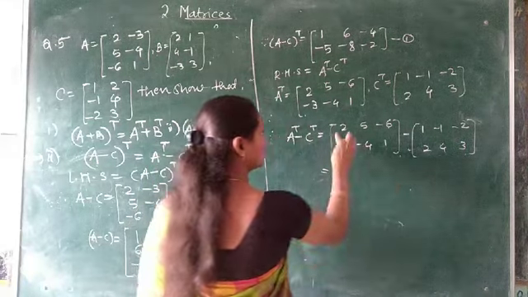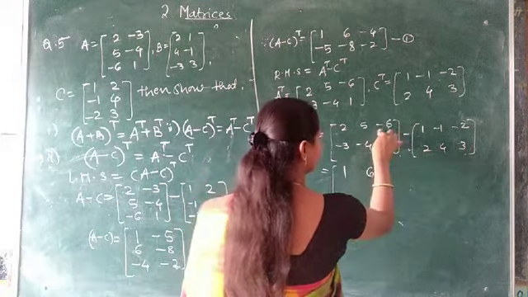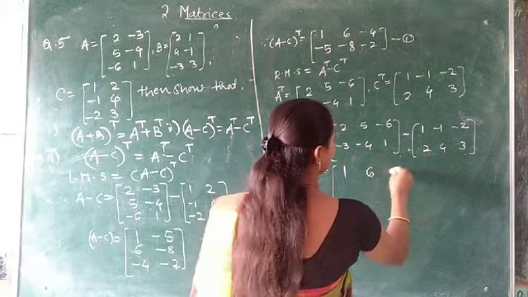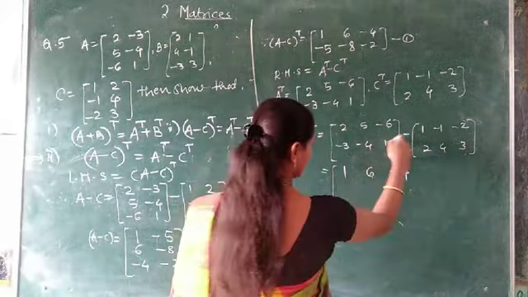This is equal to 2 minus 1, it is 1. 5 minus minus 1, plus, 6. Minus 6 minus minus 2 is plus 2, so minus 4. Minus 3 minus 2, it is minus 5. Minus 4 minus 4, minus 8. 1 minus 3, minus 2. Equation number 2: A transpose minus C transpose.